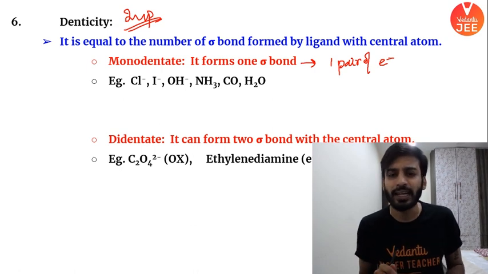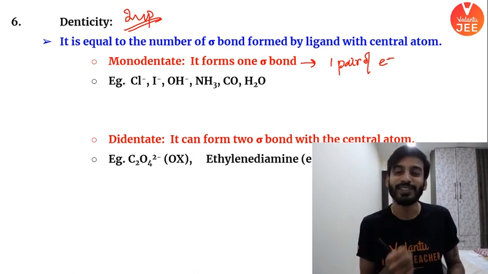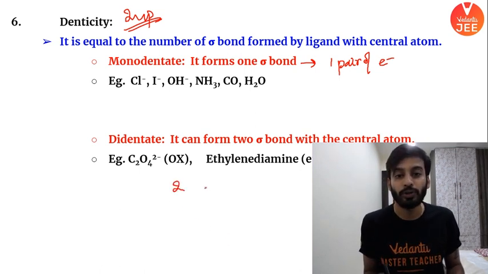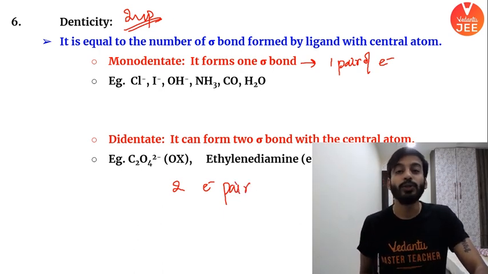What is a didentate ligand? Didentate, from the name itself, is clear: it is going to make 2 sigma bonds, right? And 2 sigma bonds means how many pairs? You are going to give 2 electron pairs to the central atom. I hope it is clear.